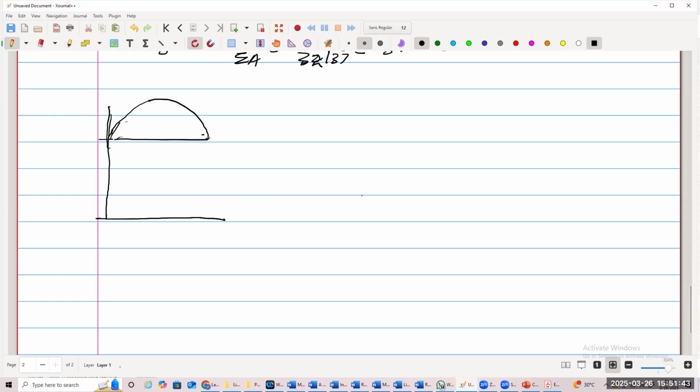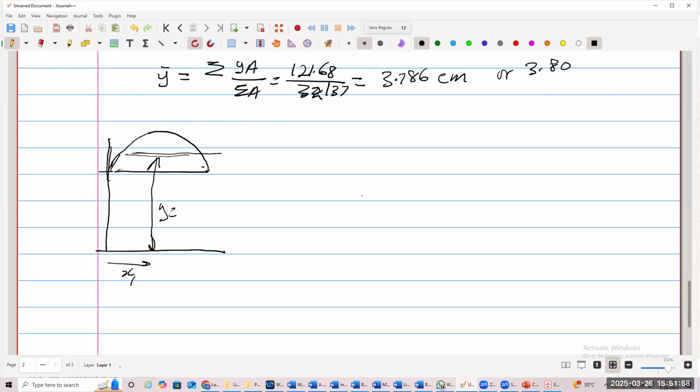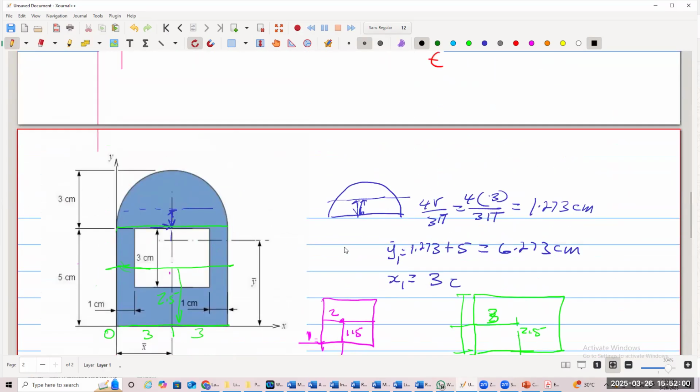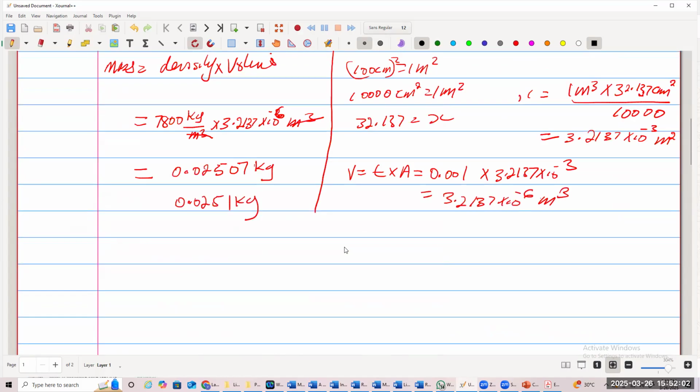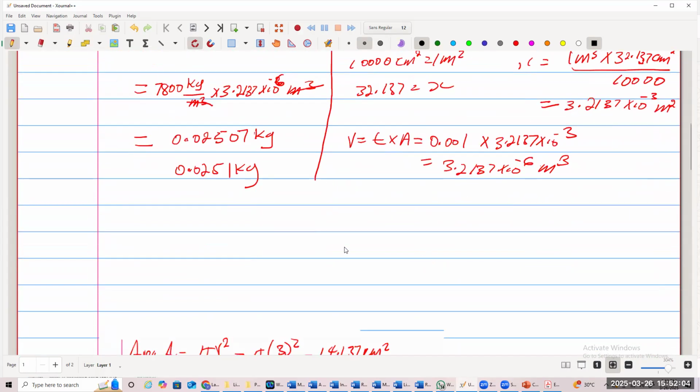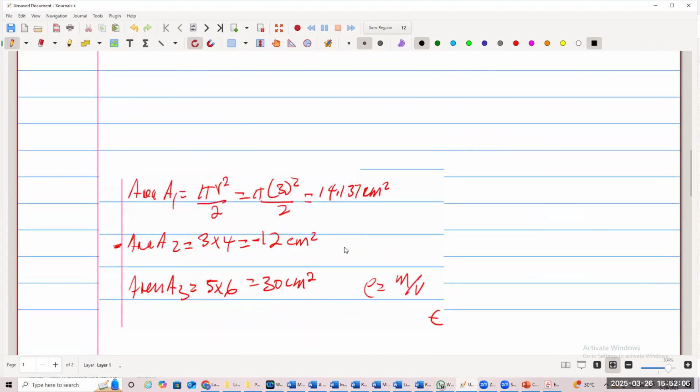Right. So you'll work out this. You remember you'll work out that distance already, down to here. So you know your y distance already, and you know your x distance. So this was x1, and your y1. What were they again? You remember them? They were 3 centimeter and 6.273. We have them in the table, don't we? Yeah, we have them in the table.